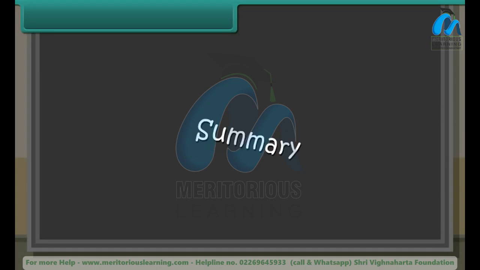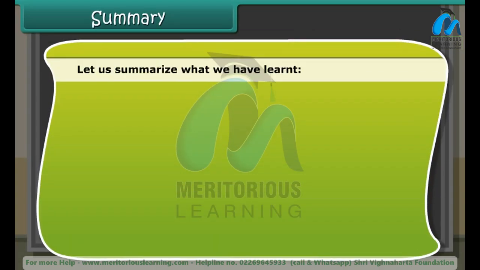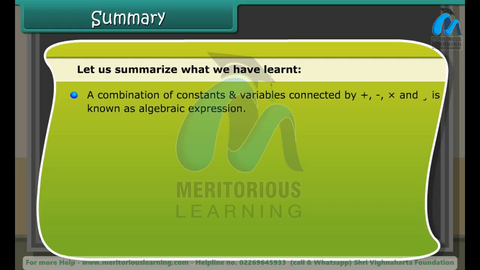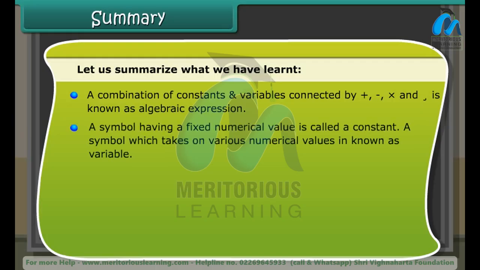Summary. Let us summarize what we have learned. A combination of constants and variables connected by plus, minus, multiplication and division is known as an algebraic expression. A symbol having a fixed numerical value is called a constant. A symbol which takes on various numerical values is known as a variable. Terms are added to form expressions.